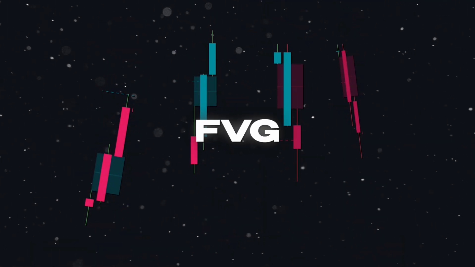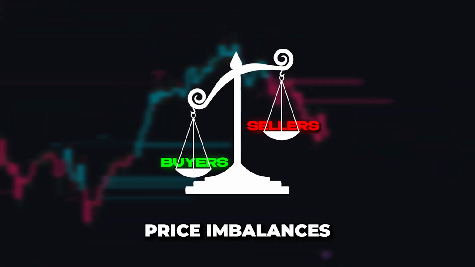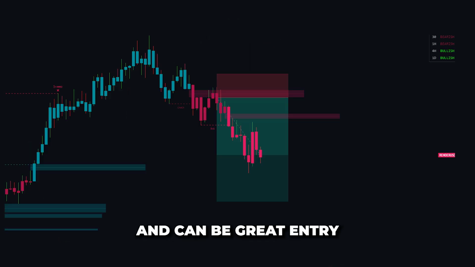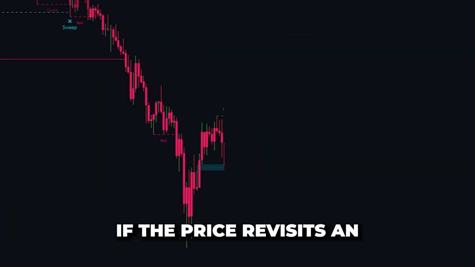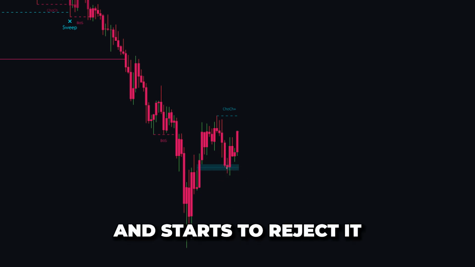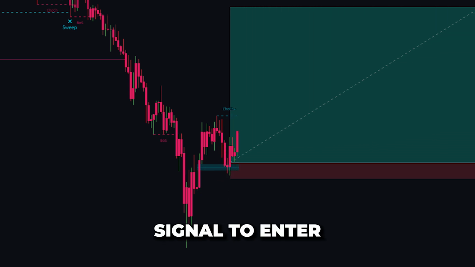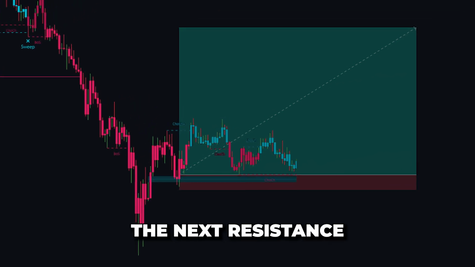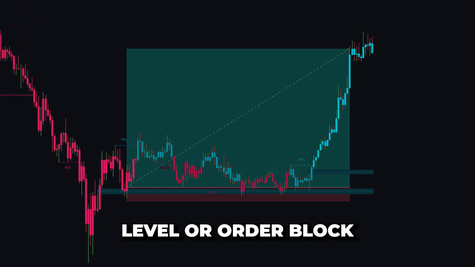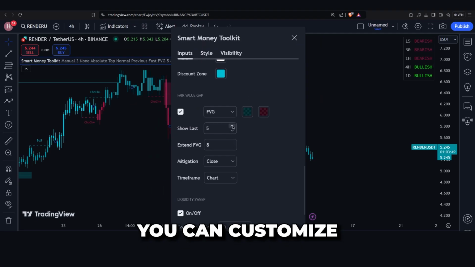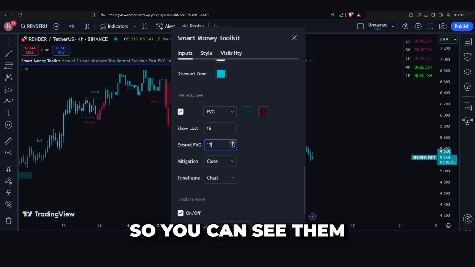Let's talk about fair value gaps. These represent price imbalances between buyers and sellers and can be great entry or exit points. For example, if the price revisits an FVG zone and starts to reject it, that's your signal to enter. You can also set your take profit at the next resistance level or order block, depending on your strategy. You can customize the settings to show more of recent FVGs or extend so you can see them easier.